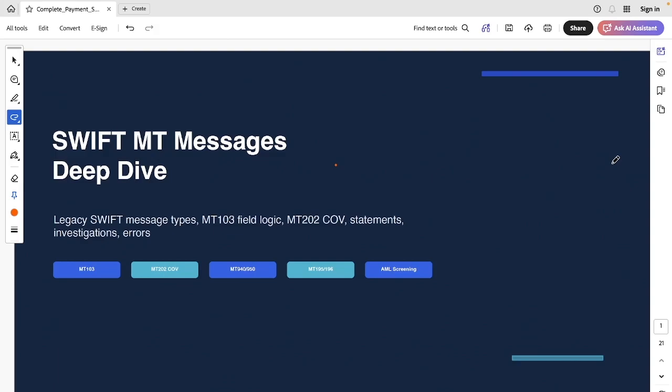By the end of this video, you will understand what MT messages are, how the five block MT structure works, how to read key fields, why MT103 is important, how MT202 is different from MT202 COV, and how statements like MT940 and 950 support reconciliation, and how MT messages are used in investigation and customer complaints. So you do not need to memorize everything, just learn the logic, and once the logic is clear, the tags or the fields will become much easier.